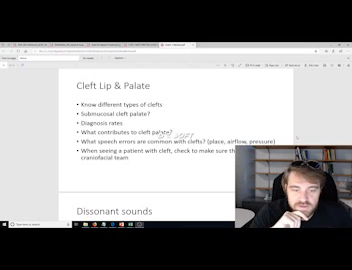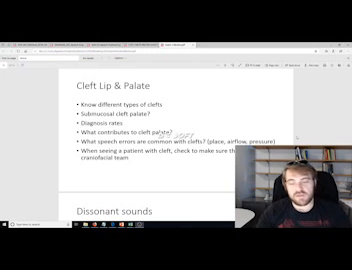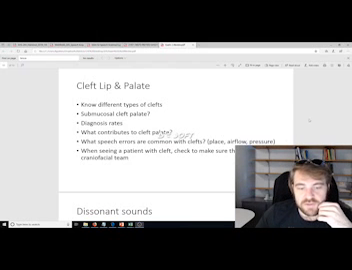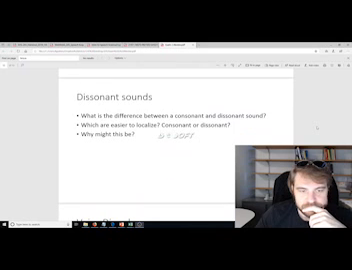And the last one, again, is another statement: when you're seeing a patient who has cleft palate, you want to make sure that the parents have a craniofacial team, when you're an SLP.